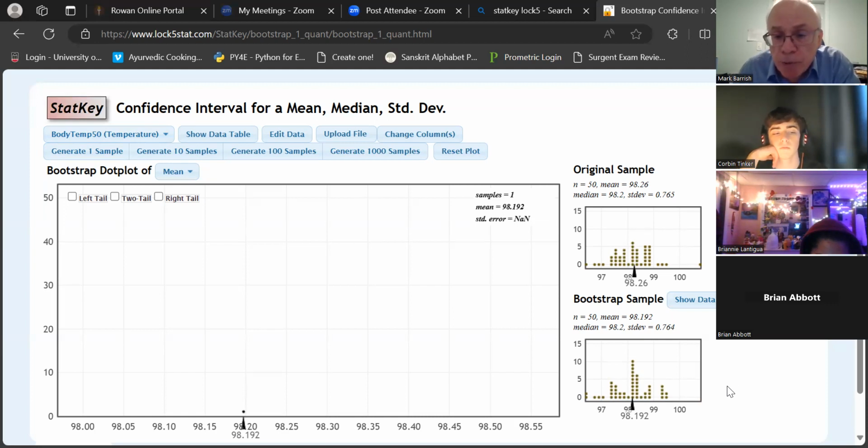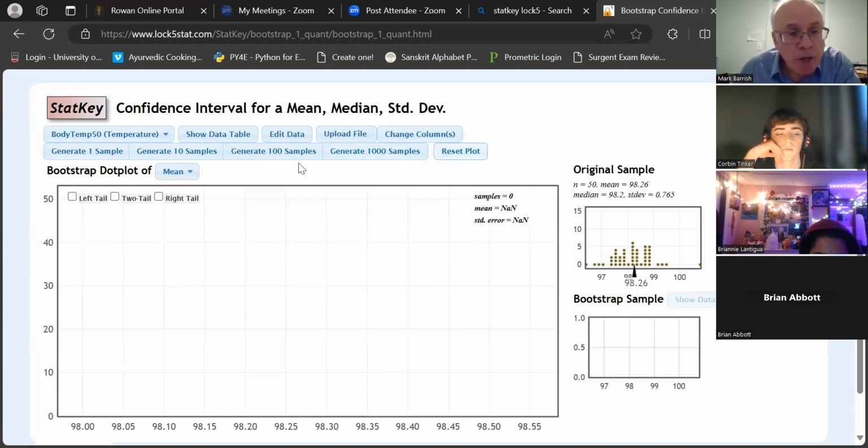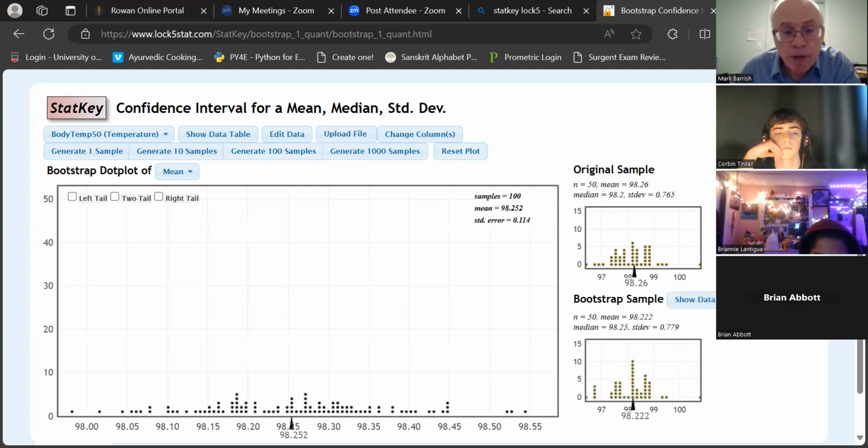So what is the mean of the bootstrap sample? 98.192. All right, and that's what it looks like. And notice over here, it plotted the 98.192 as a dot. All right, so the bootstrap samples will be plotted on this graph here. So let's say I'm going to reset the plot, so it's going to make that disappear. Let's say I want to generate 100 samples. And what this program does, it generates them immediately for you. There's 100. And notice you have a distribution, don't you?